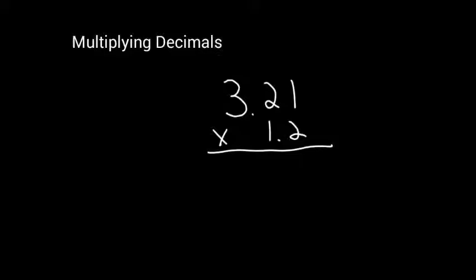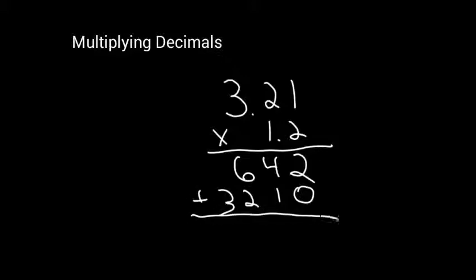So we're going to start multiplying this. 2 times 1 is 2, 2 times 2 is 4, 2 times 3 is 6. Put your 0 placeholder. 1 times 1 is 1, 1 times 2 is 2, 1 times 3 is 3. Add this up. 2 plus 0 is 2, 4 plus 1 is 5, 6 plus 2 is 8, and bring down that 3. So we have 3852 as our answer.